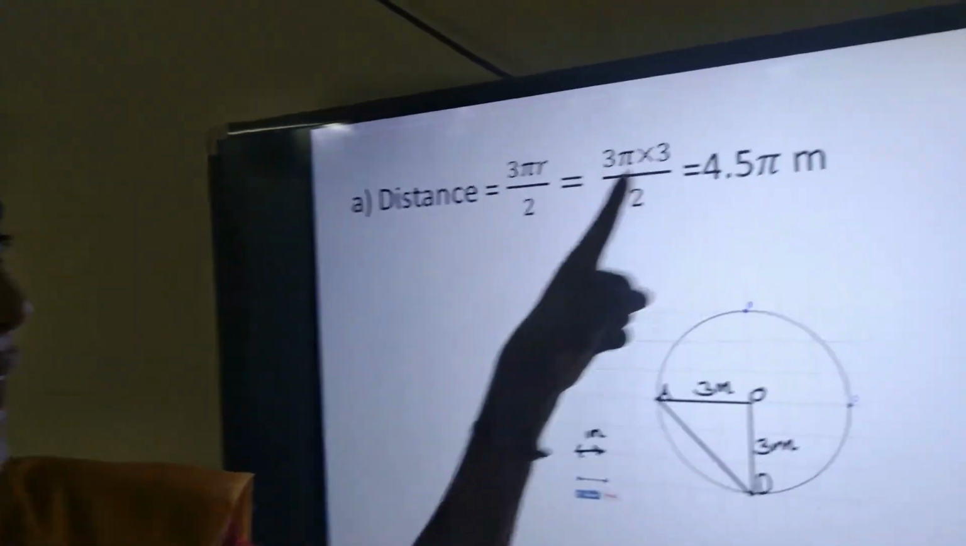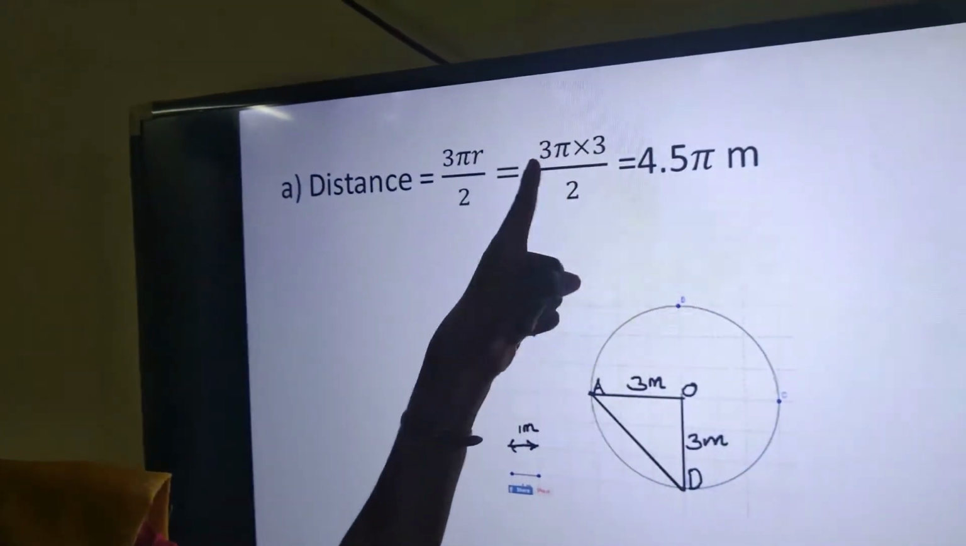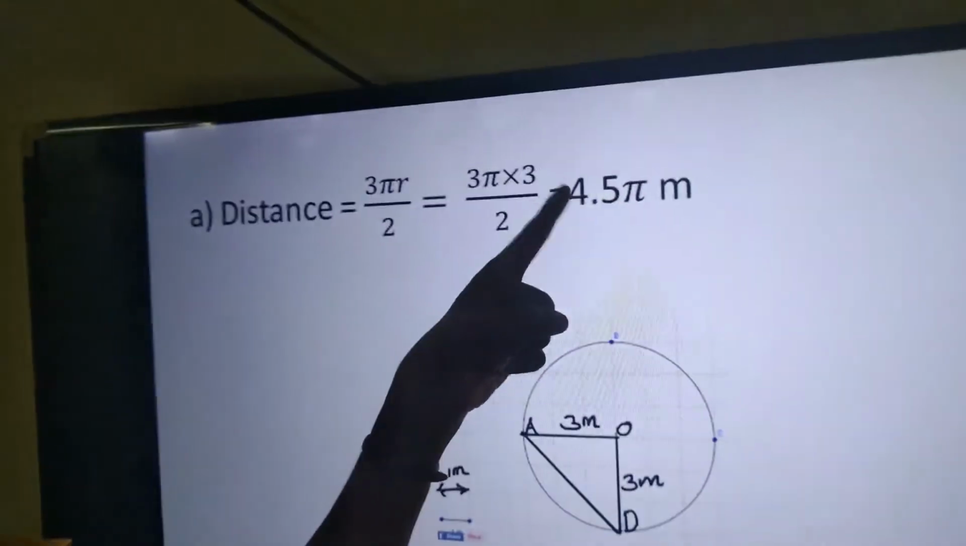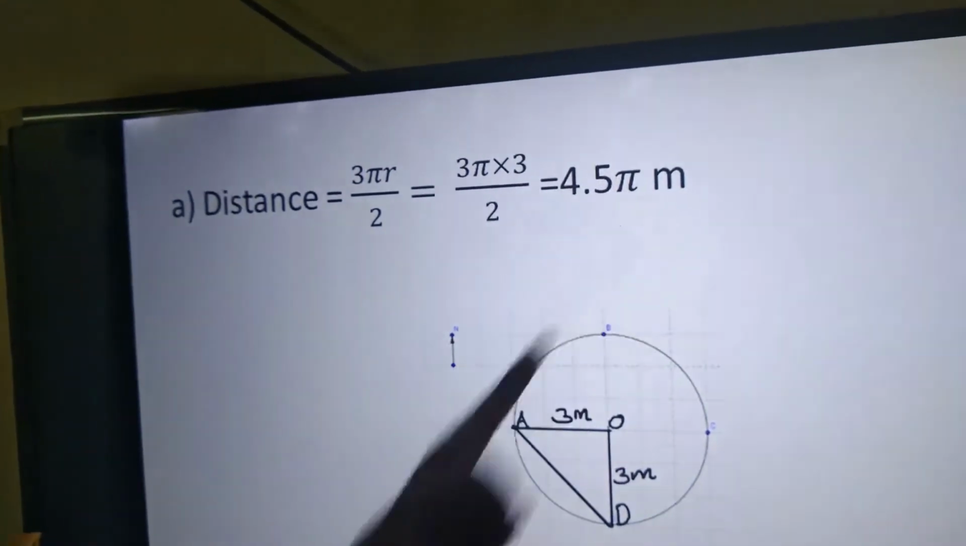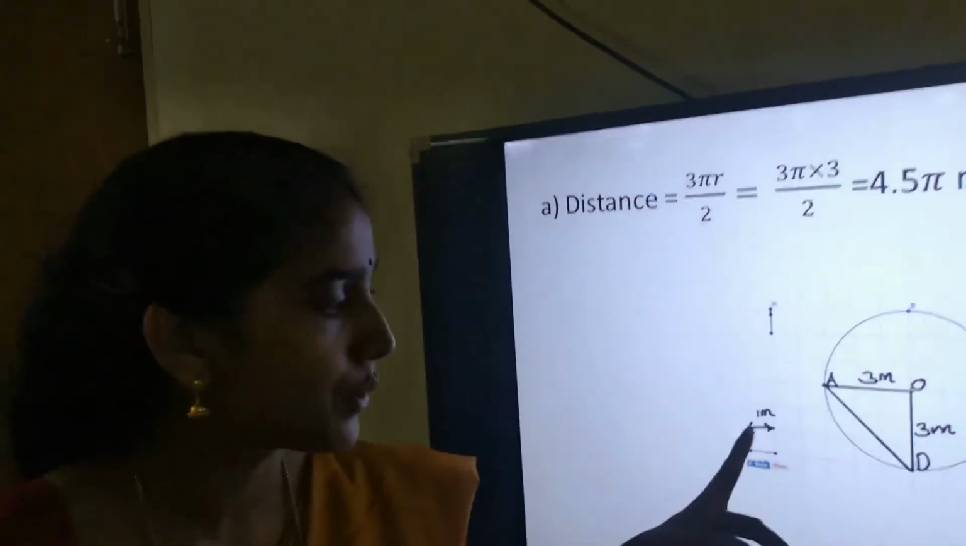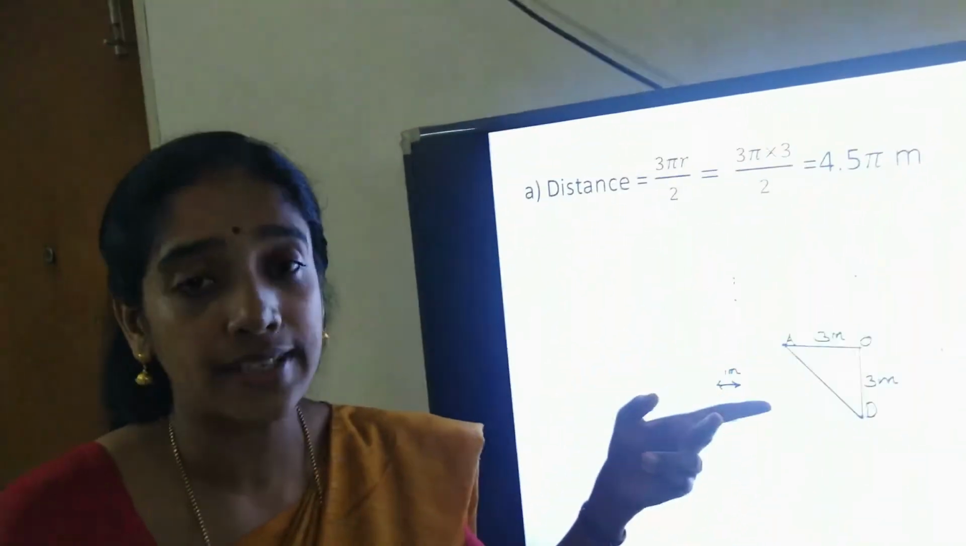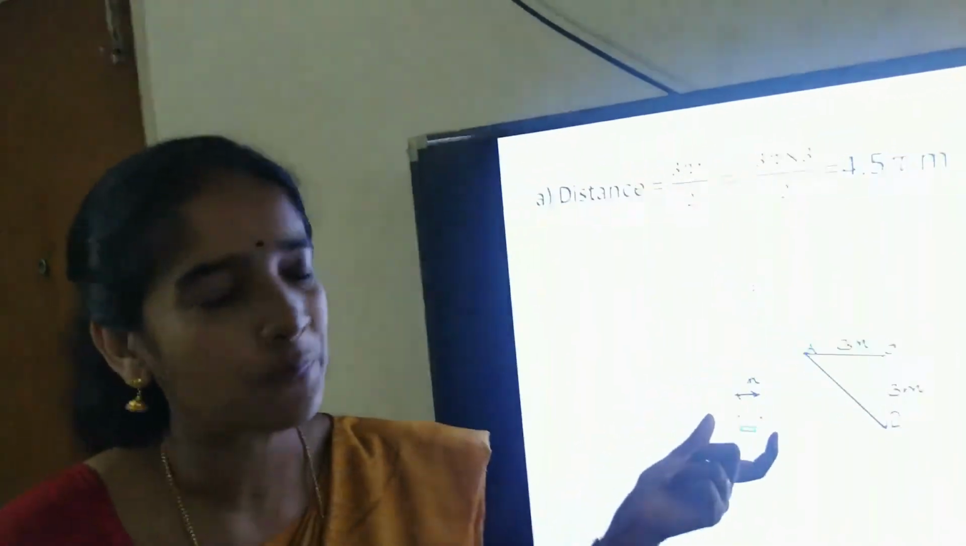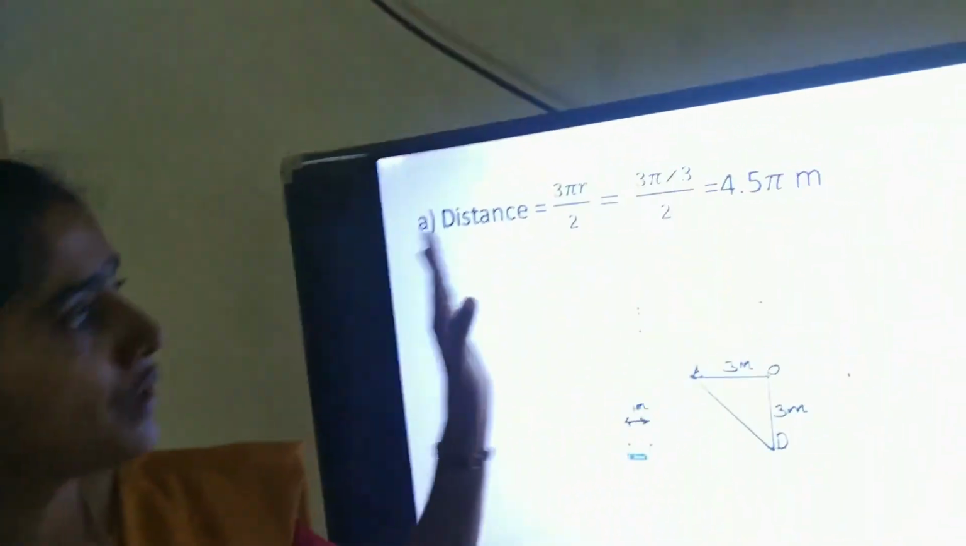So what is the answer? 9 by 2 pi. Okay, 9 by 2 is 4.5. So you can write 4.5 pi meter. Because here the length is given in meter. In the previous question, the unit was kilometer because the side of the grid was given in kilometer. So the distance is over.